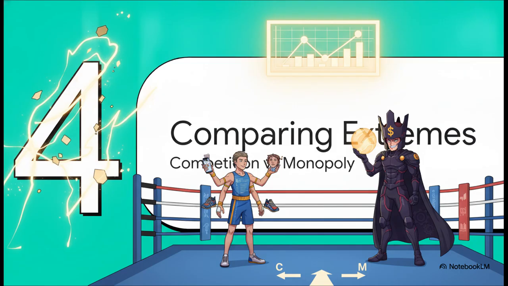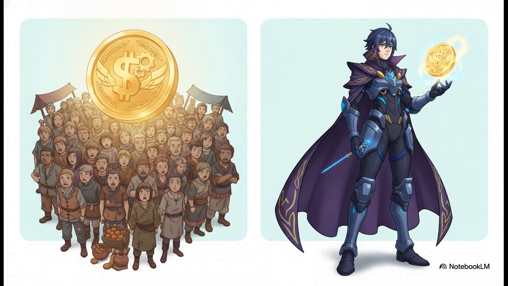Which brings us to the climax of today's explainer, Section 4, comparing the extremes. Now that we have a handle on these two theoretical heavyweights, let's set up a methodical, point-by-point showdown based on those original market features we talked about. Let's start with the sheer number of firms and their control over price.